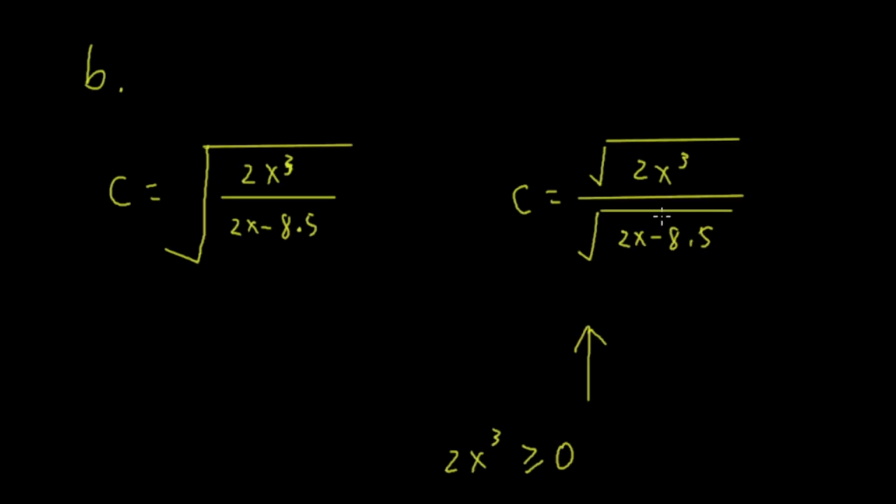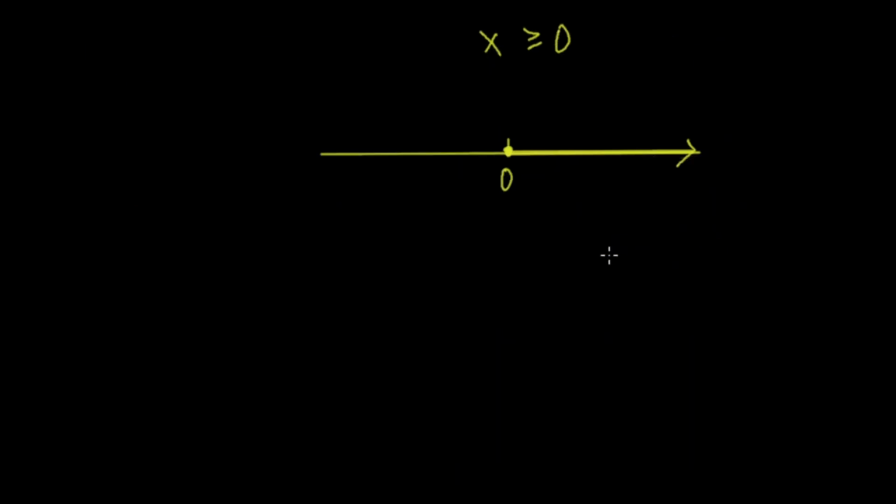Now, we also have to look at the denominator. But the denominator cannot be 0. So that means 2x minus 8.5 has to be greater than 0. Now, 2x is greater than 8.5. Divide both sides by 2, x is greater than 4.25.